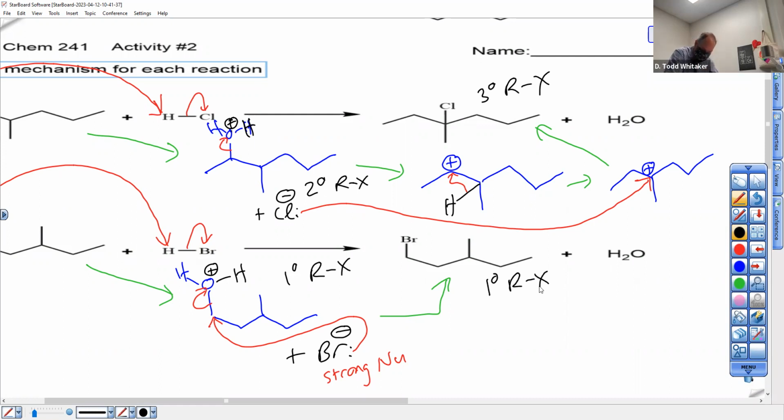So we can make alcohols into more useful things, although alcohols by themselves are useful, like they're good target molecules sometimes. And that's the end of that one.